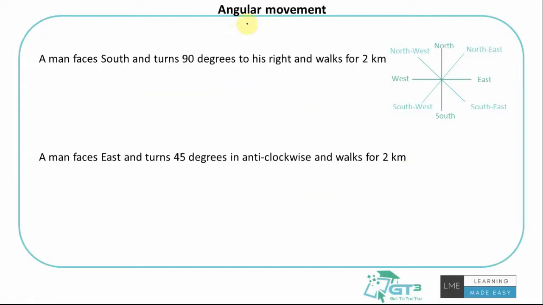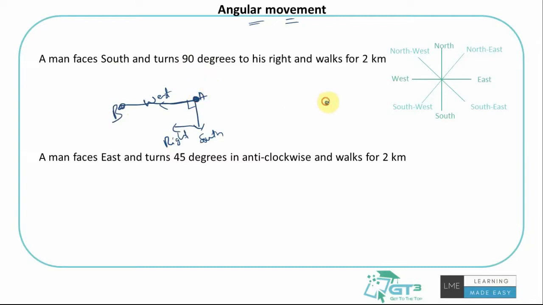Another element is angular movement, where I would also get to see the degrees by which the person has turned. A man faces south. At this point he is facing south, and turns 90 degrees to his right. As I said, the right is this for the person facing south. So he turned 90 degrees. That means the person is now facing west, and walked for 2 kilometers.